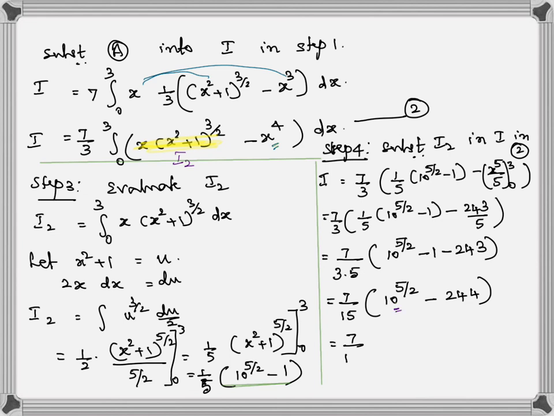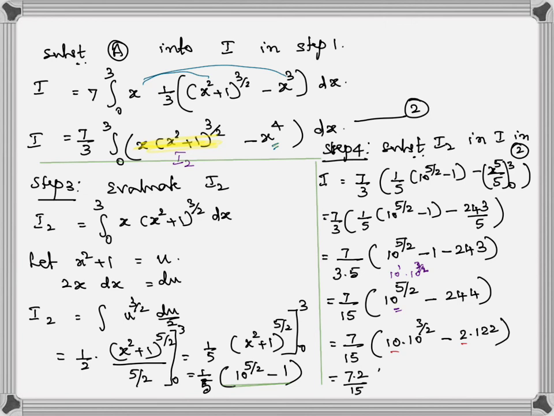Now in these two terms, we notice we can actually play with this 10 to the power 5 by 2 and write that as 10 to the power 1 times 10 to the power 3 by 2. So 1 plus 3 by 2 will become 5 by 2. It's 7 over 15, (10 times 10 to the power 3 by 2 minus 2 times 122). The reason for writing 244 as 2 times 122 is we are going to common factor the 2 from the first term and the second term inside the parentheses.